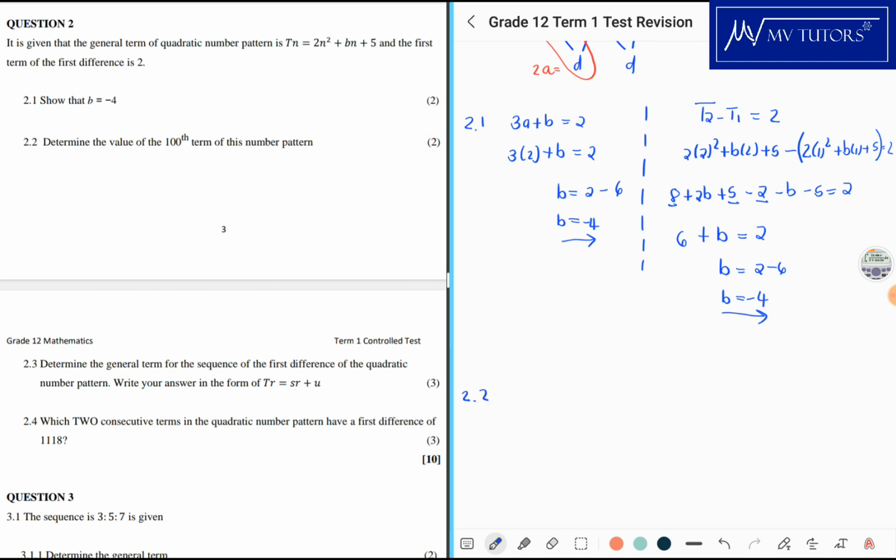So now it says determine the value of the 100th term of this number pattern. So now you have your full quadratic pattern, all right? So it's 2n squared minus 4n plus 5. Even if you couldn't solve b or show that it is equal to negative 4, going forward in the questions, please use negative 4. They gave it to you. So we're looking for the 100th term. So basically t100. Wherever we have n, we're going to substitute 100.